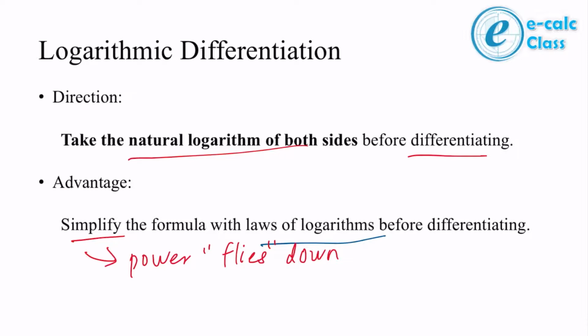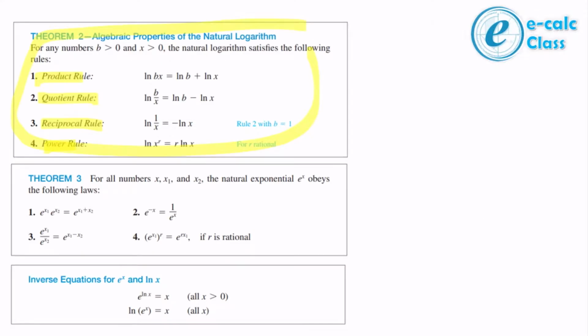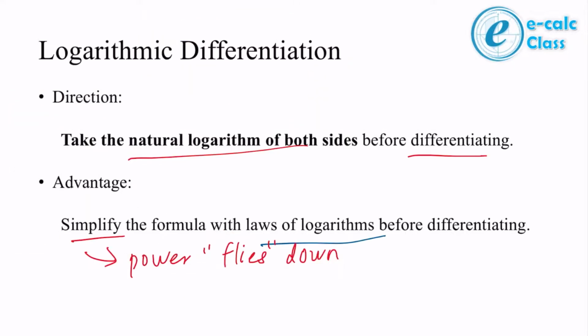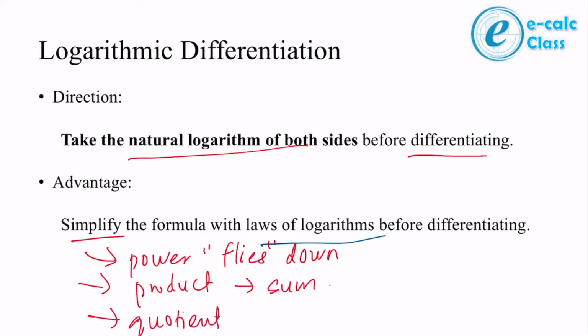Another thing is that from the laws of logarithm from just now, you'll notice that whatever you have inside the ln, you can split it into the sum of two terms. So instead of doing product rule, now you do sum rule, which is definitely simpler. Similarly, instead of quotient rule, you will now do difference rule.